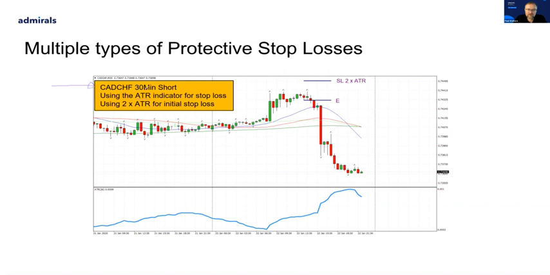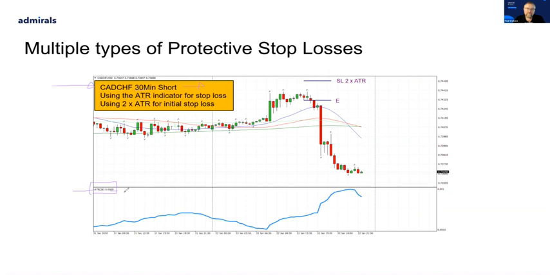So this is a chart of the Canadian dollar against the Swiss franc. It's the 30-minute chart. I was looking to go short here on the CAD against the Swiss franc, and what I wanted to do is use the ATR indicator for my stop loss. The ATR is available on both the MT4 and MT5 platforms. I've just got a period setting of 26, but it can be anywhere between 10 and 26. What it was telling me was that on that 30-minute chart, the average true range was about 9 pips.